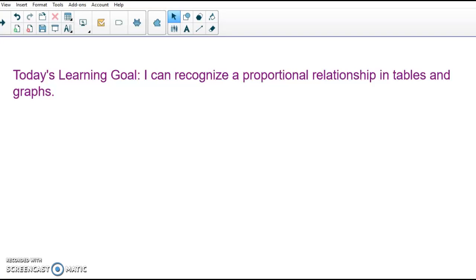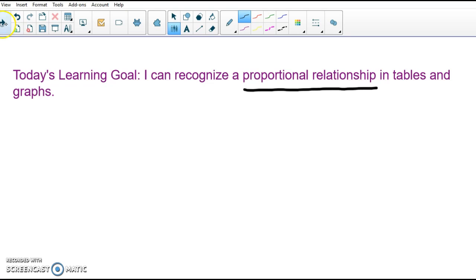All right, we are ready to go with topic 8 today. We're looking at lessons 1 and 2, proportional relationships with tables and graphs. We need to be able to recognize a proportional relationship in both a table and a graph.